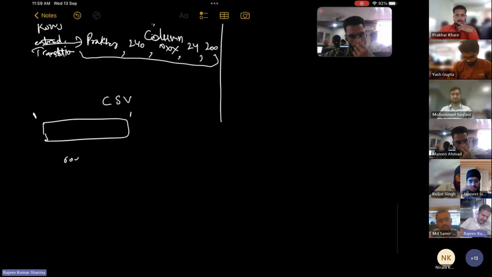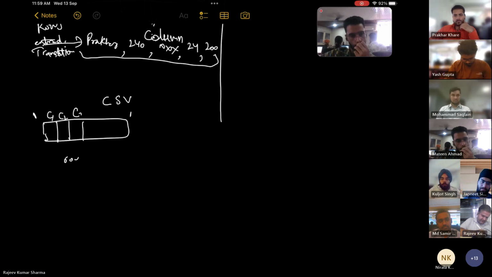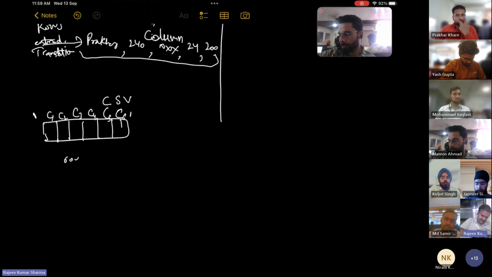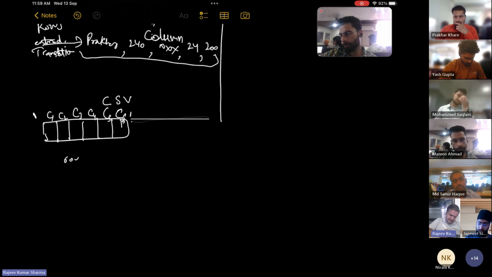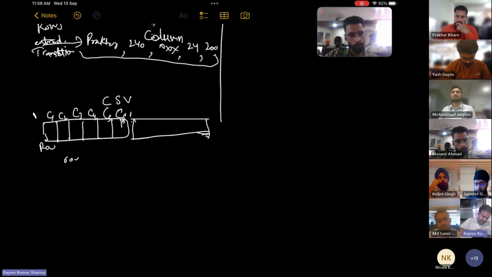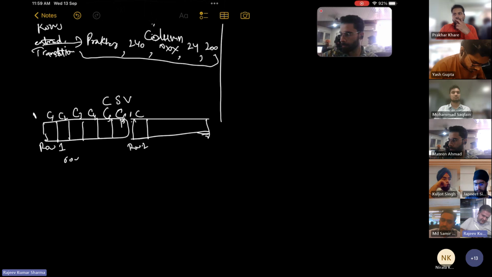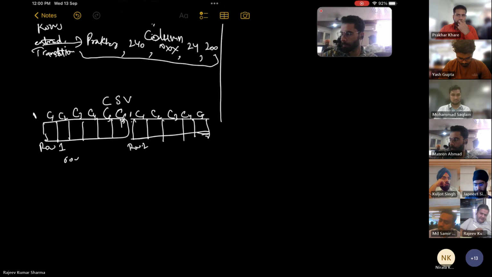the first column, second column, C1, C2, C3, C4, C5, C6 maybe. When all these are done, the next bytes of data in the hard drive will again have, this is row 1 maybe, this will be row 2, afterwards C1, C2, C3, C4, C5. In this fashion, the data is stored sequentially in the hard drive.